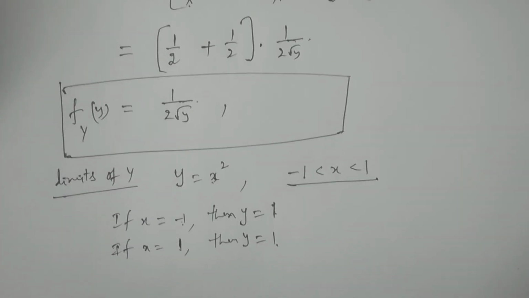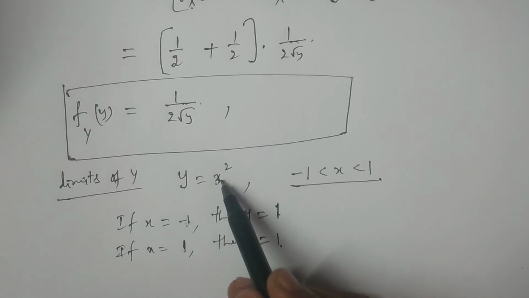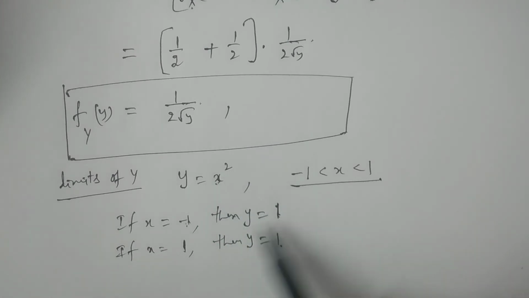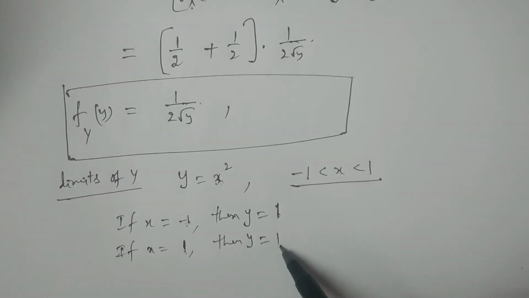I repeat again because it's not appearing clearly. If x is equal to minus 1, then y is equal to minus 1 whole square, which is 1. If x is equal to 1, then y is equal to 1 square, which is equal to 1. So what about the lower limit?